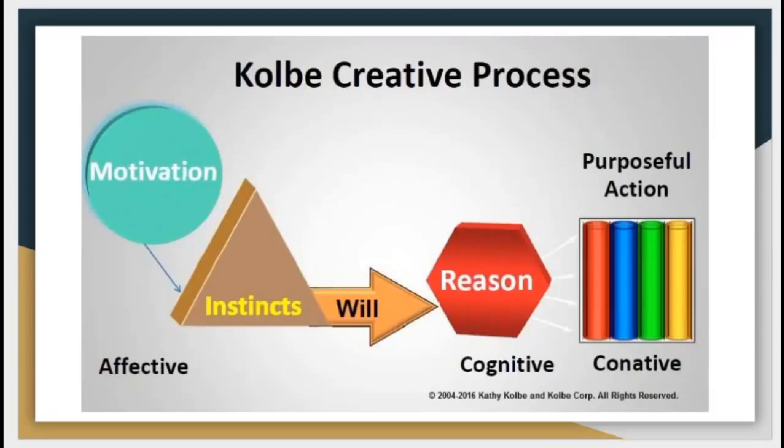So let's dig into how this works. Here you can see the creative process. Obviously, we are given some sort of a motivation. We go first to our instincts, and then, do we want to do it? We might reason whether we accomplish something or not, or whether we take action on something. And then the Kolbe tells us how we will take action. So for example, your motivation might be get your job done.